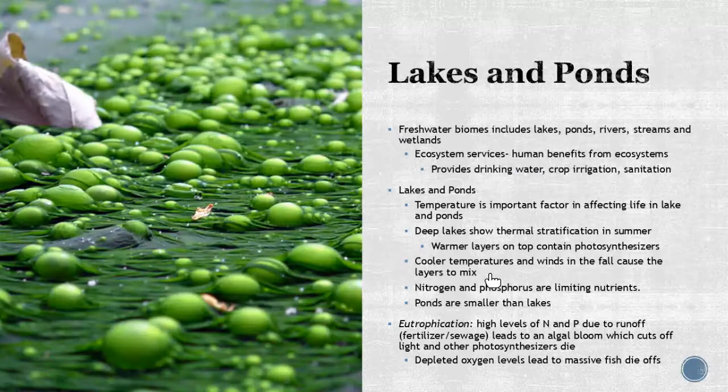Now, this is where we have a problem, where we have excess nitrogen and phosphorus runoff, which can actually cause the eutrophication that I talked about in the previous level. It's where we get these algae blooms. And what happens is it cuts off all the light getting to the lower levels. If that cuts off photosynthesis, then anything below that winds up dying. And then we have the depletion of oxygen, and we have massive fish die-offs.